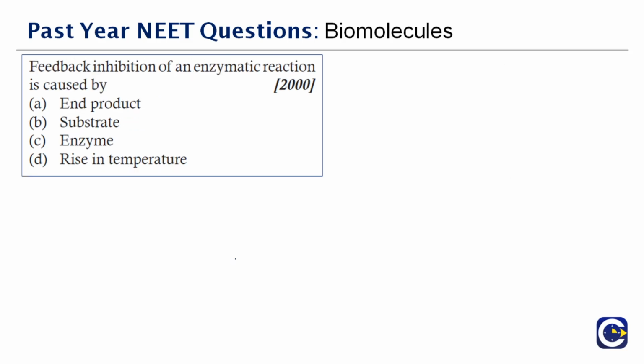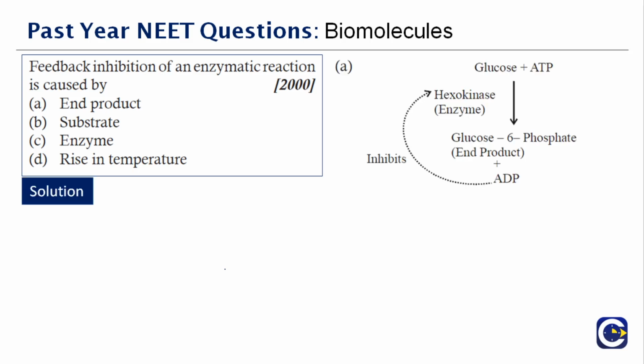Okay, next question here. Feedback inhibition of an enzymatic reaction is caused by. I'm going to show you a diagram so that it will be easy for you to understand. Here we're talking about feedback inhibition. What do you mean by feedback inhibition? Before we go into the answer, we should know what feedback inhibition is. Feedback inhibition is a phenomenon where the output of the process is used as an input to control the behavior of the process itself.